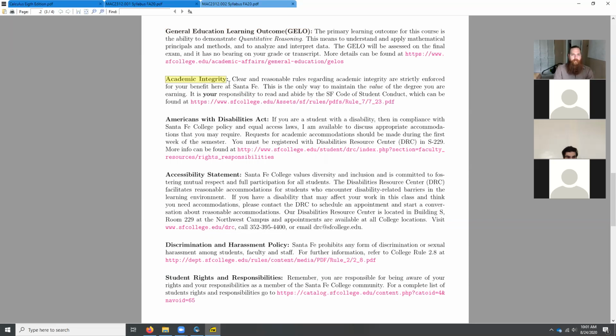Academic integrity. This is super important, especially right now with the whole hybrid online thing. I know it can be really tempting to Google or to phone a friend or to do things that we know are not kosher in this online setting.